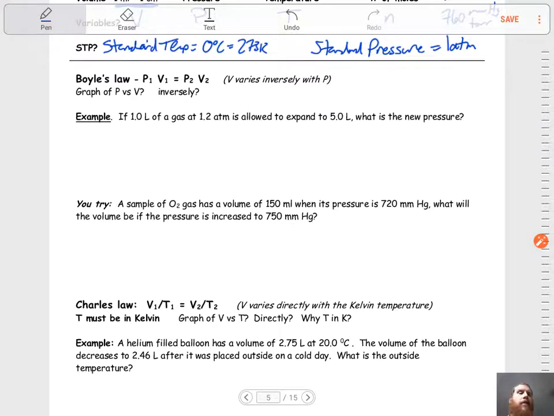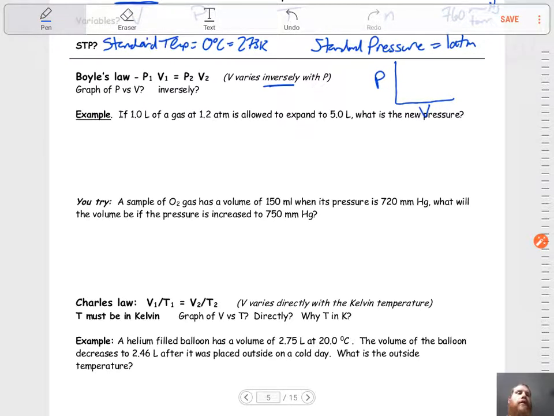So, the graph of P versus V. Here's what that graph would look like. If we have pressure here, it doesn't really matter which axes they each go on, but it says that it varies inversely. Inversely means it's going to be the opposite. As one increases, the other is going to decrease. So for Boyle's law, that's what our graph would look like. Well, really, it's going to be more like this. That's fine. So here's our example. This is where it becomes very important that you write down your variables.